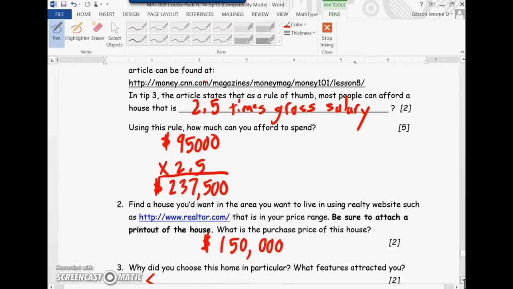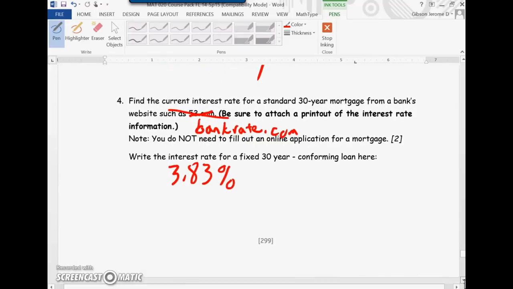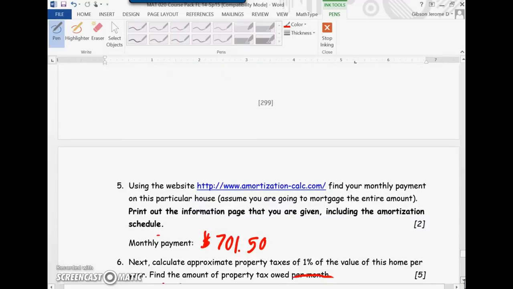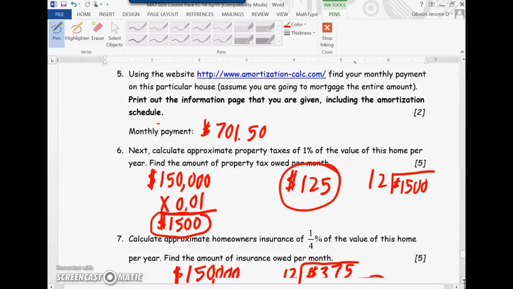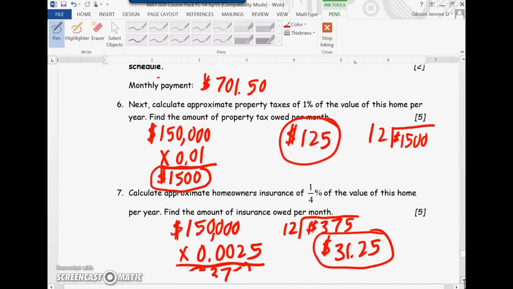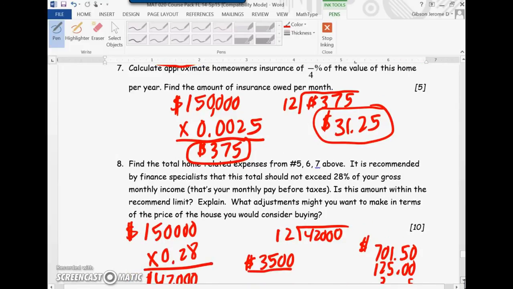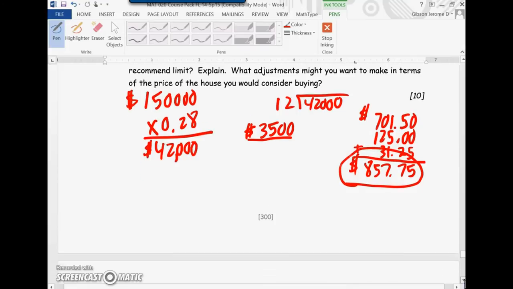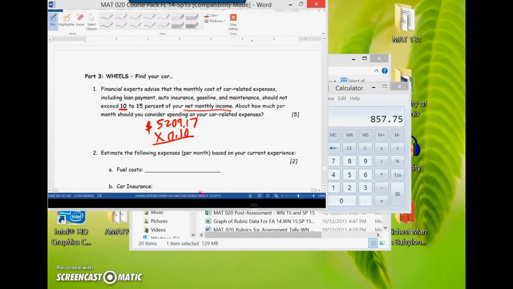Now, that is the net monthly income. So we will have to take that value and multiply it by 0.1 because I'm doing the 10%. If you were doing the 15%, you would multiply by 0.15. So now we scroll back here to our wheels and we will multiply it. So again, we will multiply this value by the 10%. So we can take our calculator.